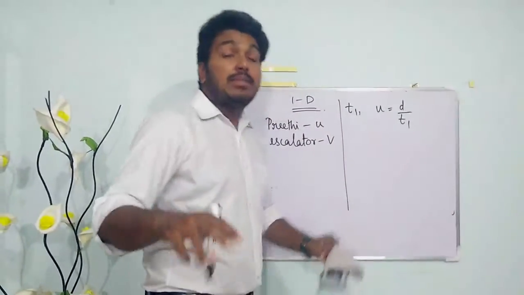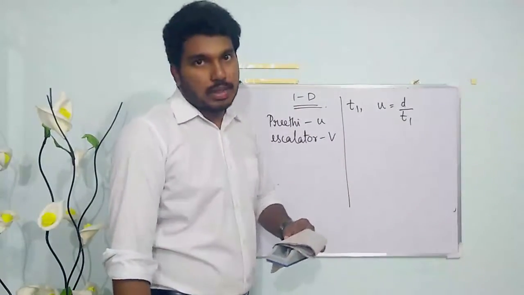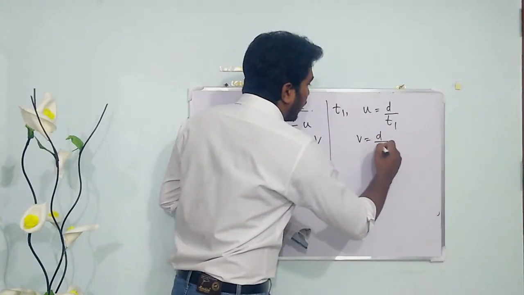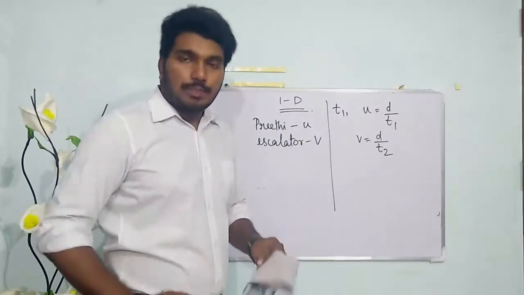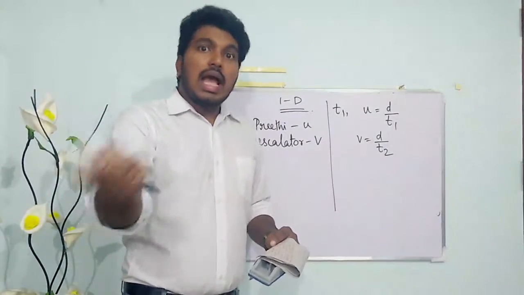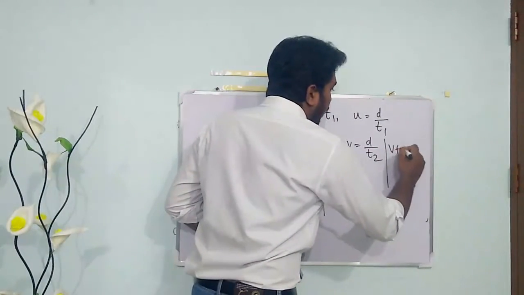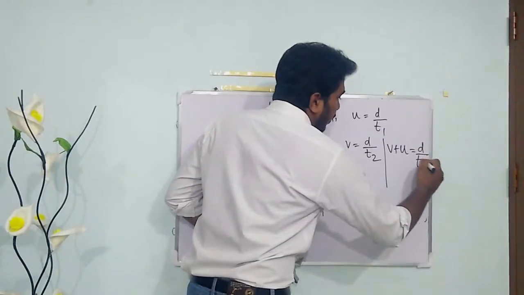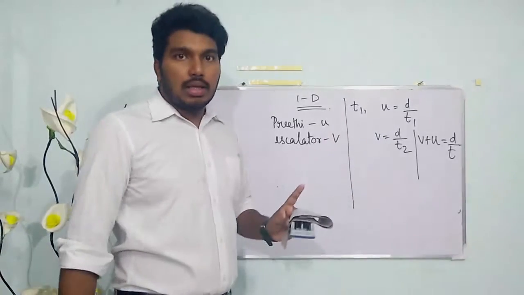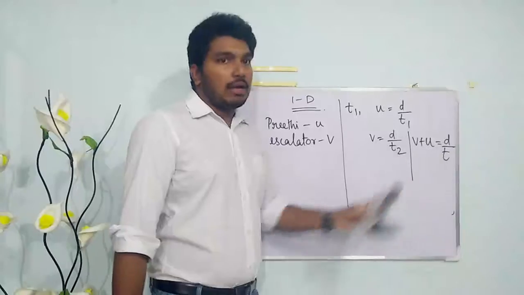On the second day, Preeti is standing still. What is moving? The escalator is moving. So on the second day, we can write v equal to d by t2. And on the third day, Preeti is moving and the escalator is moving. So on the third day, v plus u is equal to d by t. So, 3 equations we are having.